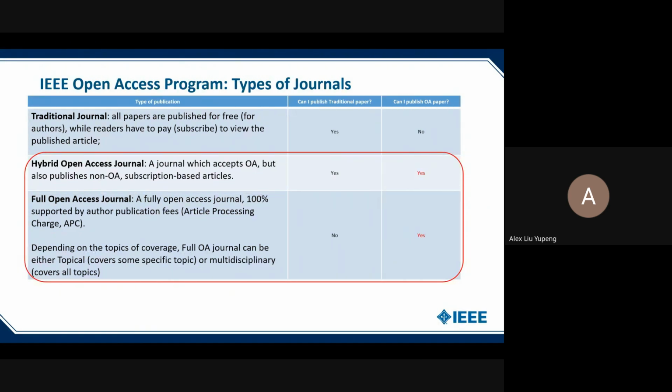Let me repeat the question. How much does it cost to publish with IEEE? The answer is $0 if you choose to publish with a traditional journal, because a traditional journal doesn't charge you anything. It's $0. So the correct question to ask is, how much does it cost to publish with IEEE as an open access article? Then we are talking about the article processing charge, right?